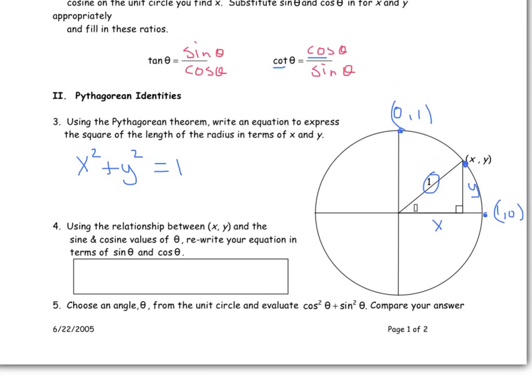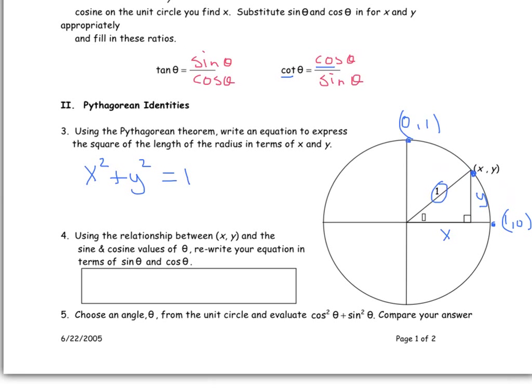All right. X, we know, on the unit circle is the cosine value, right? We've been talking about that. And y is simply your sine value.